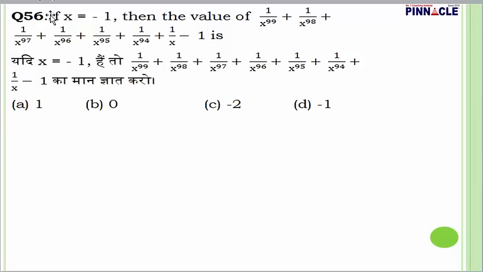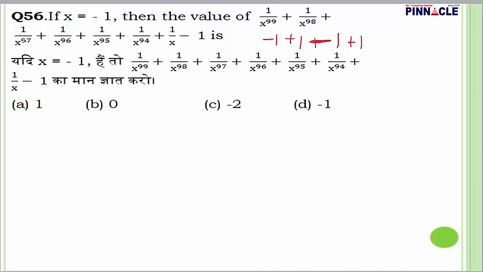Now what is the question? If x is equal to minus 1, then find the value of this entire expression. Now here in this question, put the value of x which is minus 1. So it will be equal to minus 1 to the power 99, that is minus 1. It should be equal to here minus 1 to the even power, which is 1, plus minus 1. Here write minus 1 and then it should be 1.